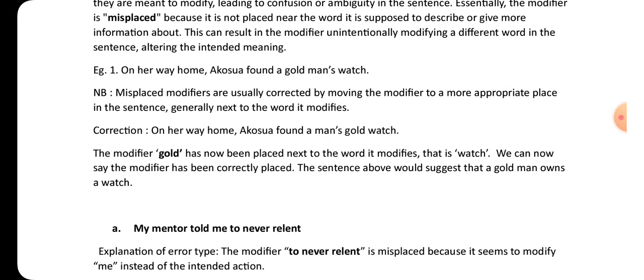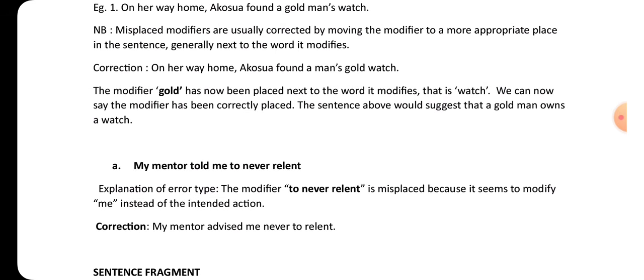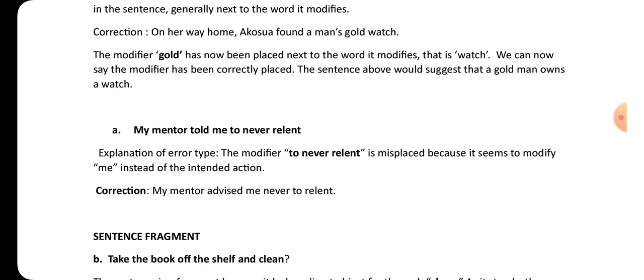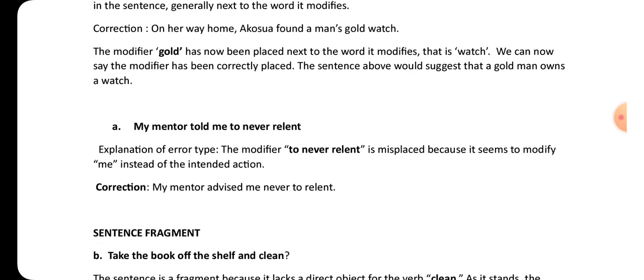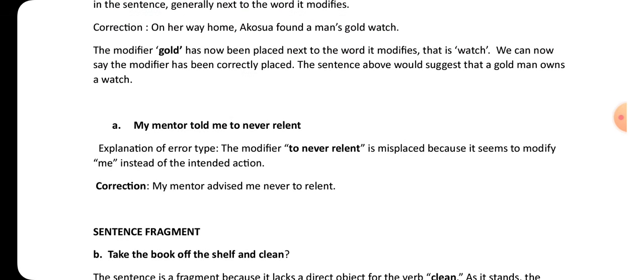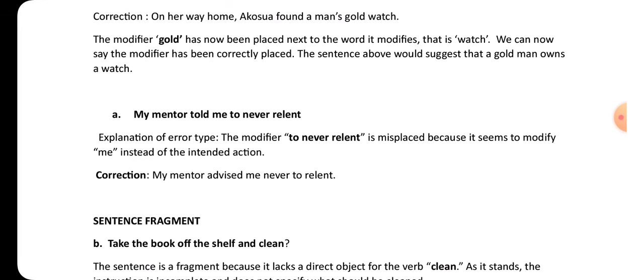So if you put the man in between the gold, it makes it what? It doesn't make sense. So the modifier gold has been placed next to the word it modifies. That is what? The watch, because it is modifying the watch. So we can now say that the modifier has been corrected. The sentence above suggests that the good man owns the watch. So do you get it? If you read the correction, you will see that we've been able to modify.